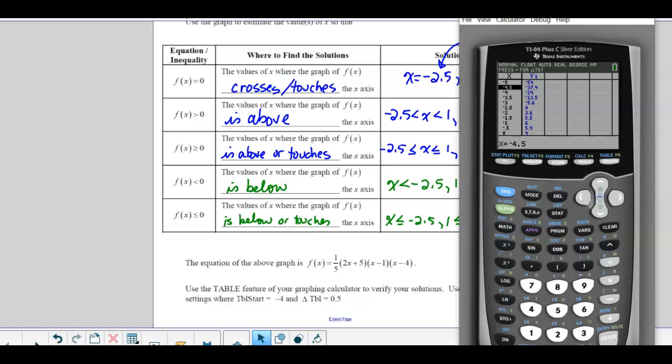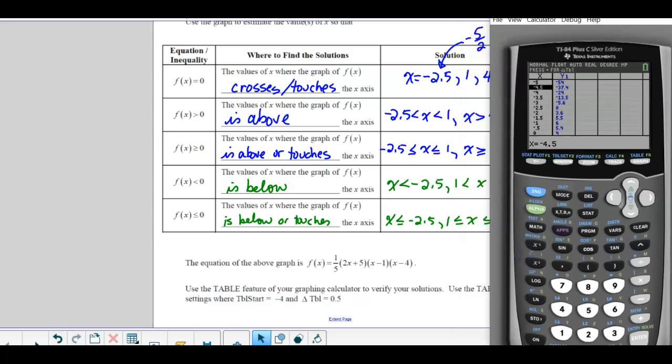So checking out our answers, if we're looking for where y equals 0, then I would want to look down here when y is 0. Okay, -2.5. That's one of them.